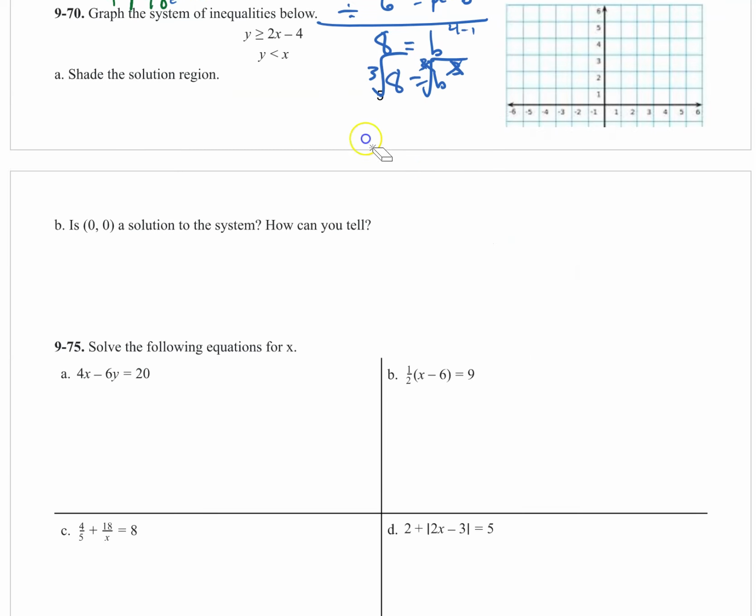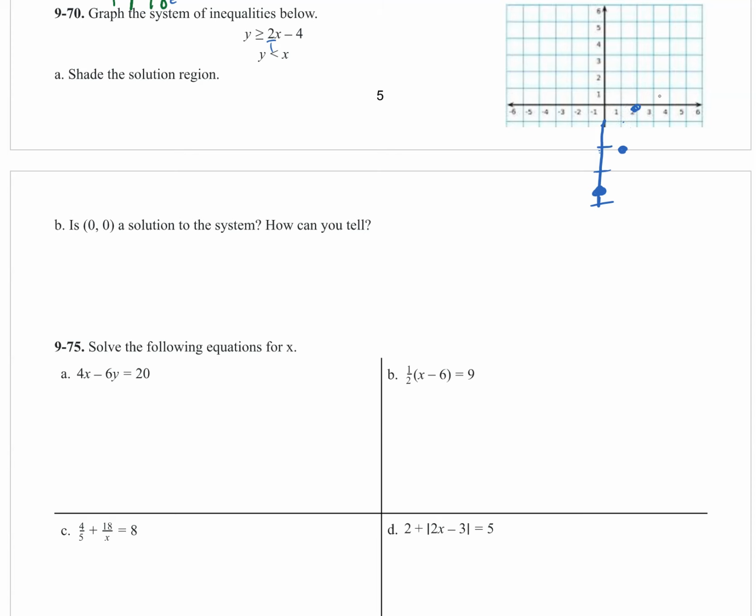Graph the systems of inequalities below. Shade the solutions region. Starting with the first one. Y is greater than or equal to 2x minus 4. All right, my graph got a little bit cut off, but it should be fine on your page. So starting value of minus 4. So that's 1, 2, 3, 4. And then the slope is 2. That's the same as 2 over 1. So up 2 over 1.